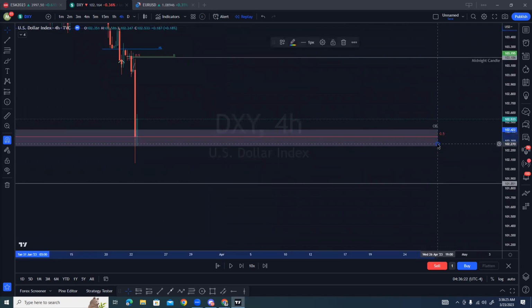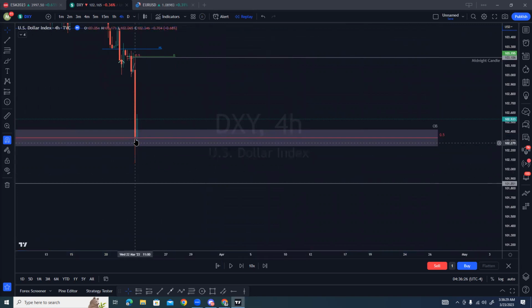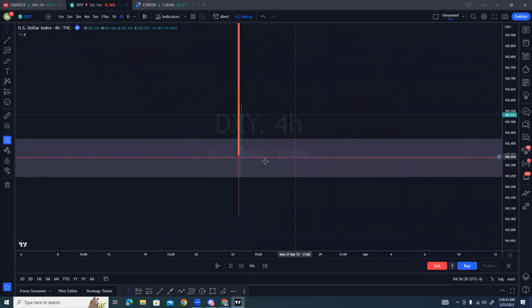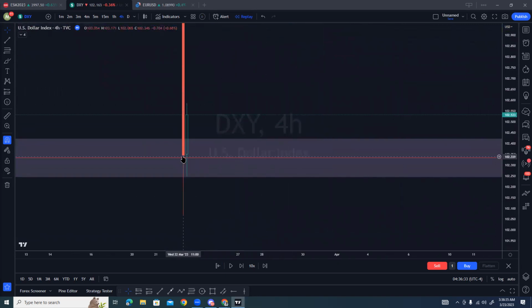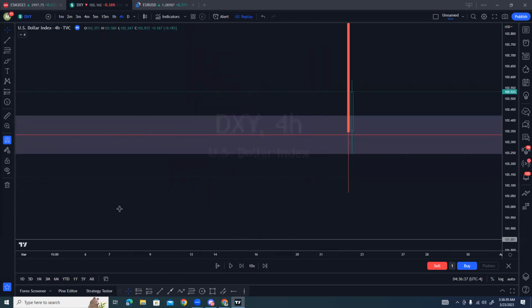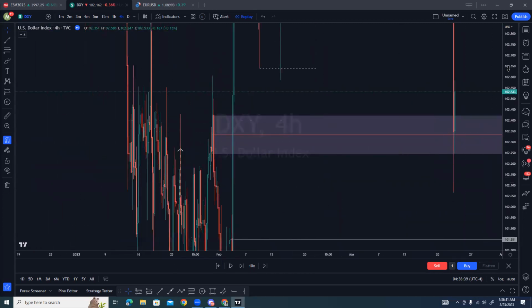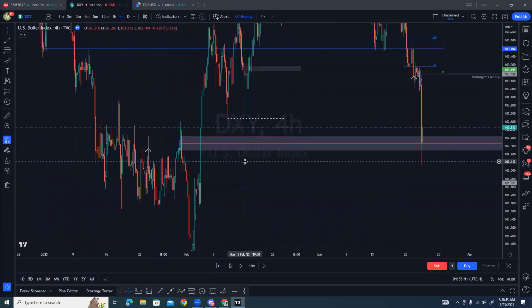I didn't think it was exactly 50% there, because it wasn't exactly nestled on that, but it was within a pip. Little stuff like that, man. That gets me excited.